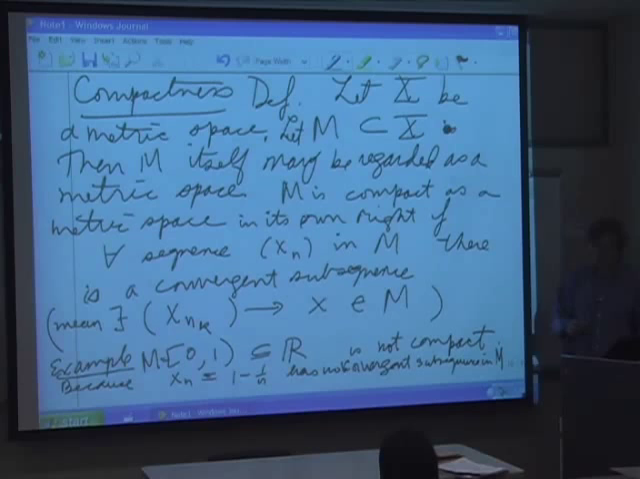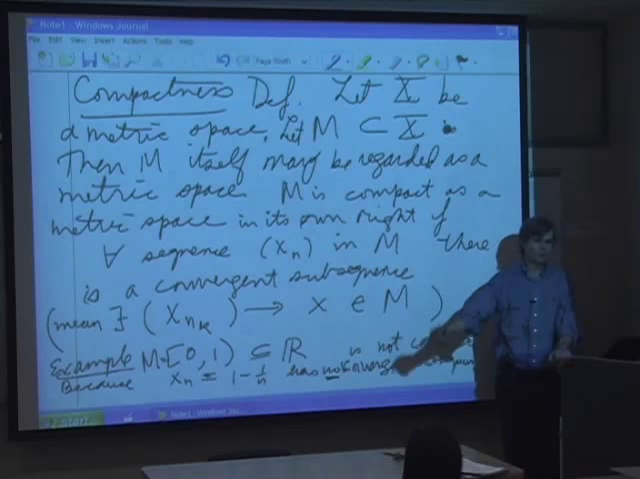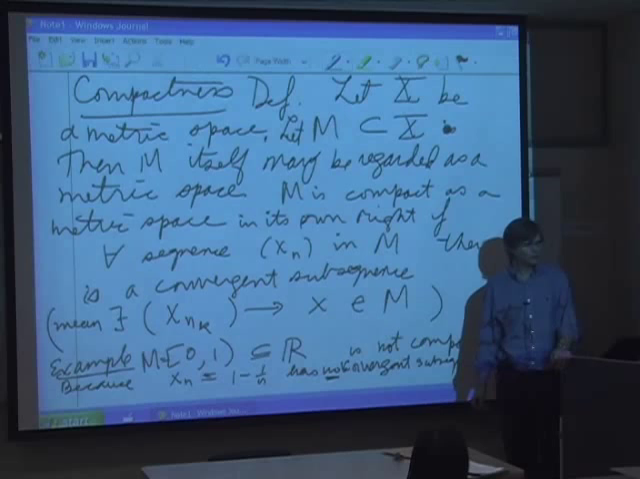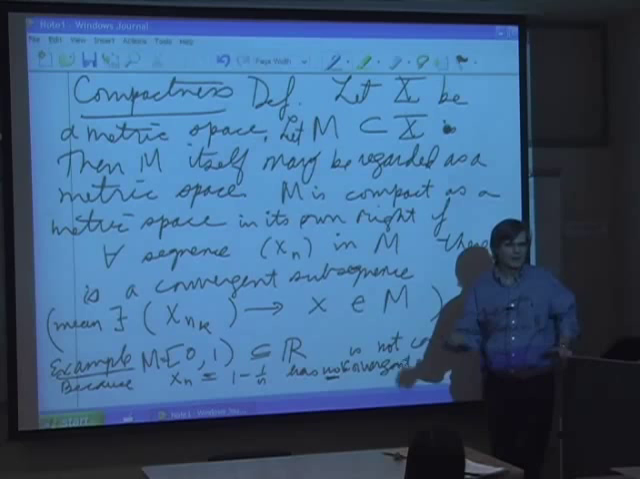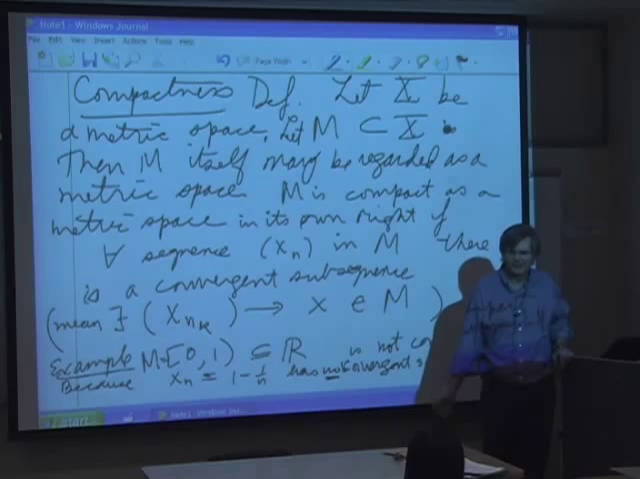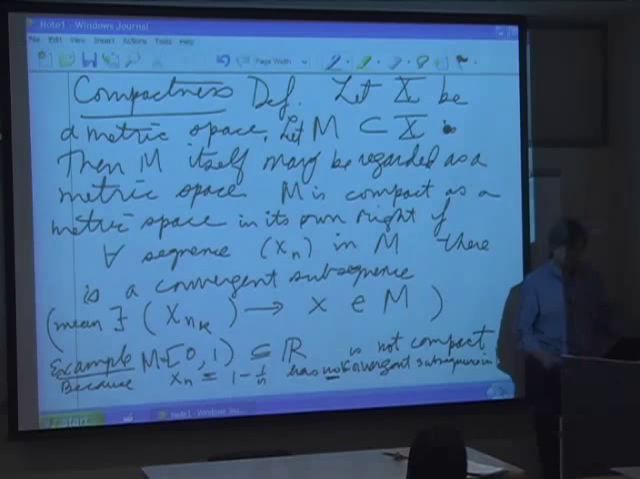In other words, no subsequence converges to a point in M, because the sequence itself wants to converge to 1. Well, it will converge to 1 in the superspace. Therefore, any subsequence will also have to converge to 1 in the superspace. And the superspace has the same metric. Limits are unique. So 1 has to be the limit of any subsequence. 1 is not there in M. Therefore, M is not compact. Okay.